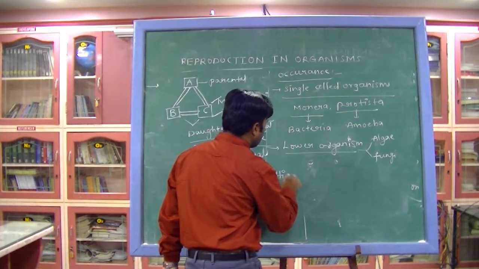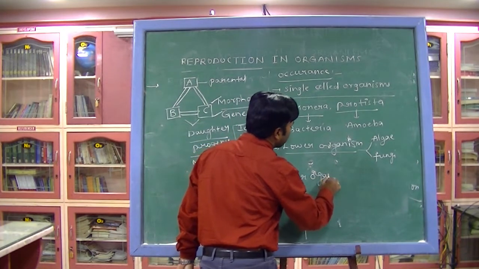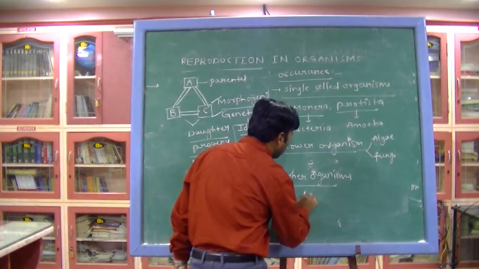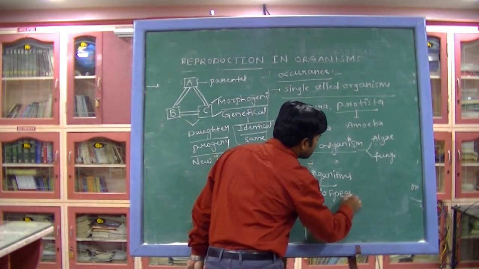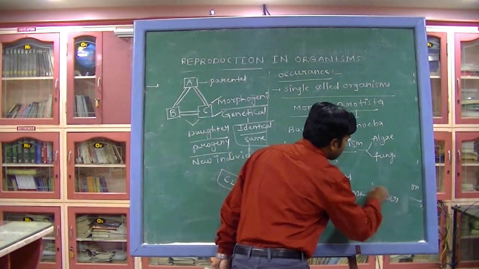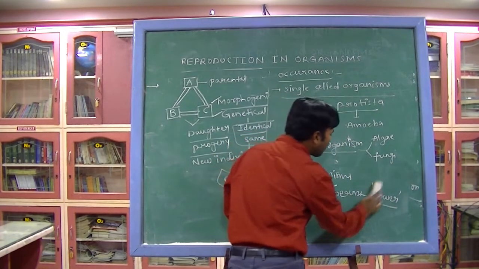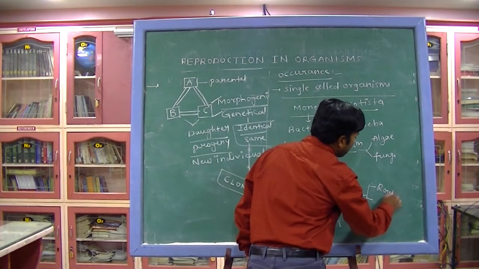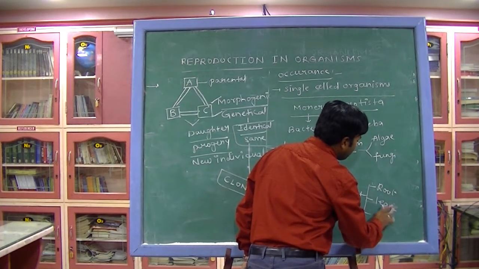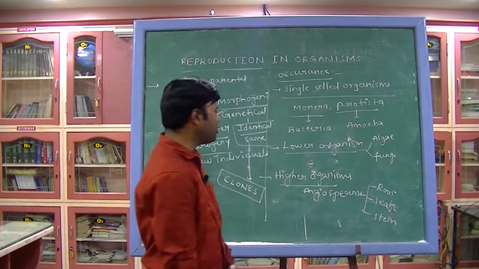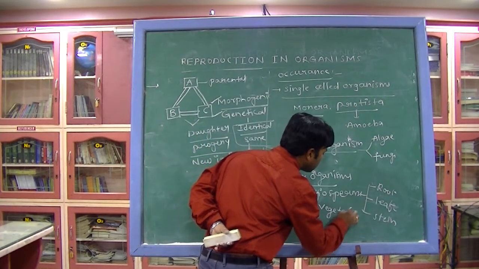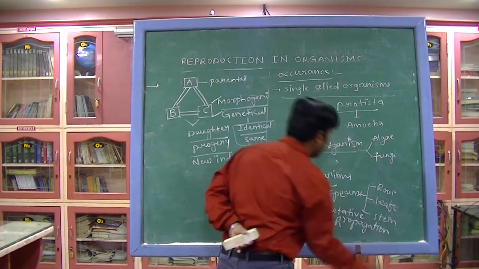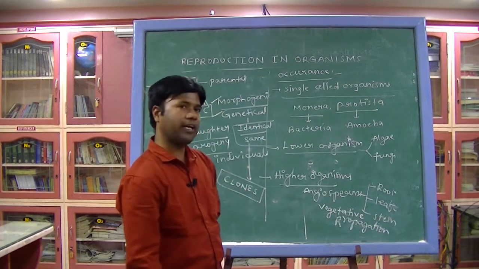Even higher organisms, meaning highly developed organisms in plants. When you see the gymnosperms and angiosperms, especially in angiosperms, what happens? The flower performs sexual reproduction. In angiosperms, the plant body, when you take root, leaf, stem, through vegetative propagation, reproduction will take place. So this is the occurrence.